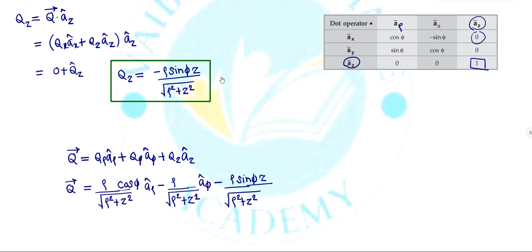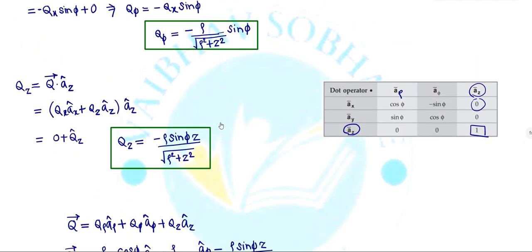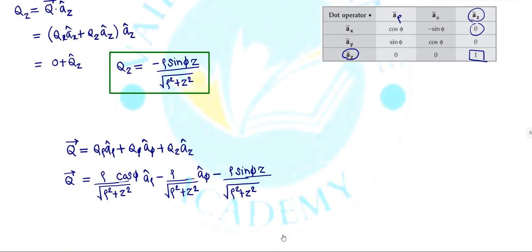and here this q phi is what again? So that is again minus of rho sine phi, minus of rho sine phi over here. Sorry for that. Okay, and what is left?